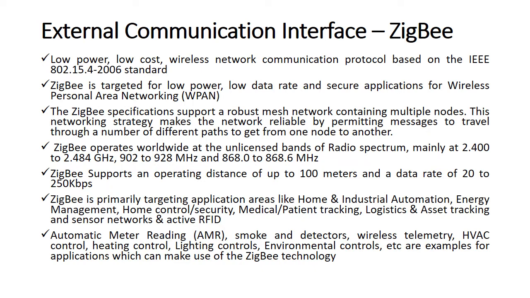ZigBee is primarily targeting application areas like home and industrial automation, energy management, home control security, medical, patient tracking, logistics, asset tracking, sensor networks and active RFID. Automatic meter reading, smoke detectors, wireless telemetry, HVAC, that is heating, ventilating and air conditioning applications and control, heating control, lighting controls, environmental controls, etc. are examples of applications which can make use of ZigBee technology.